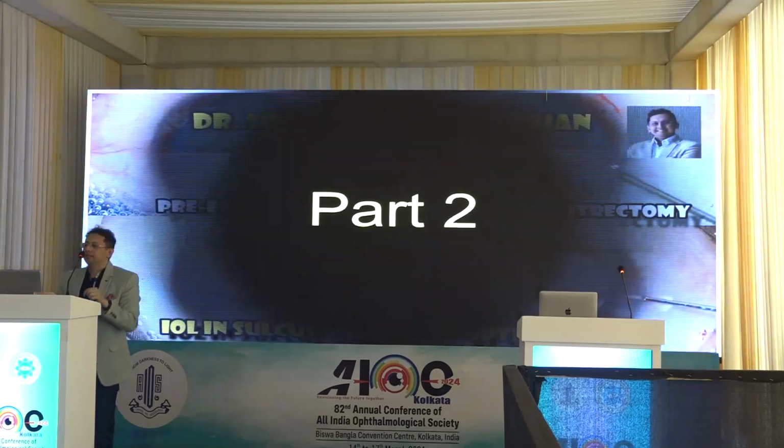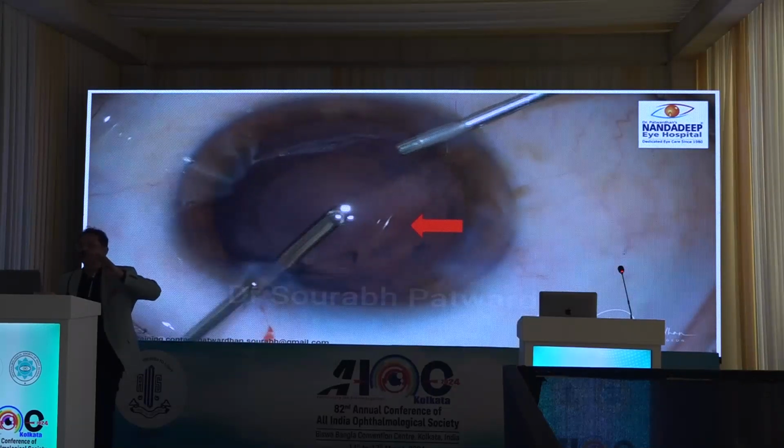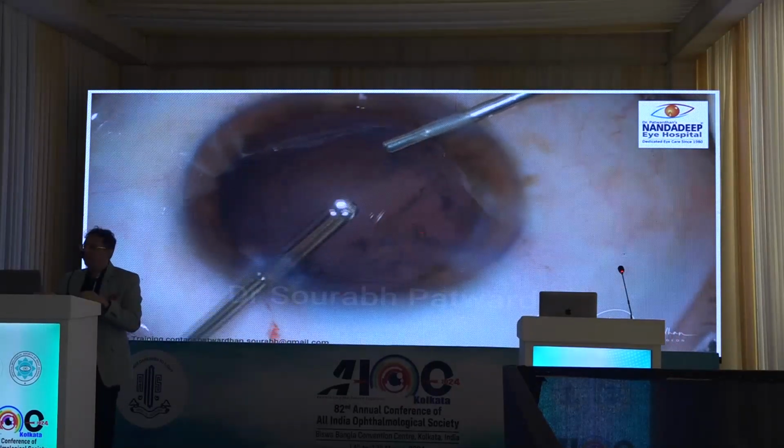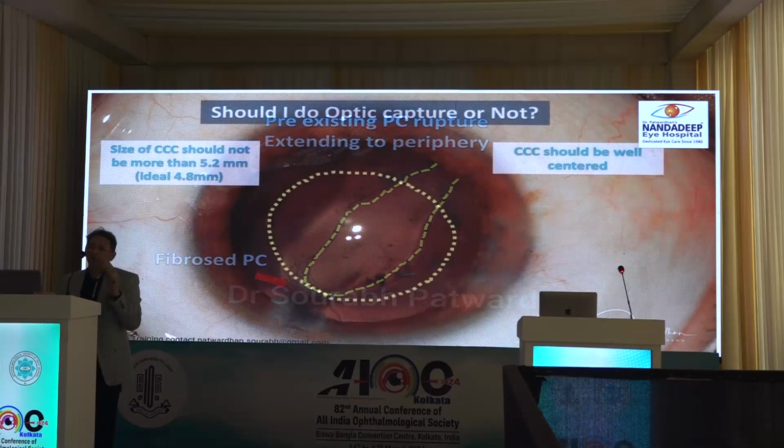Now second part is about placing the IOL in the sulcus. So first part we just finished. Second part is where the PC, as I have shown, the first 3 conditions are not met and there is a large rent which is going to the periphery, and I have to place the IOL in the sulcus. So now I have to pre-plan whether I am going to place it in the sulcus with optic capture or without optic capture. Why is it important?